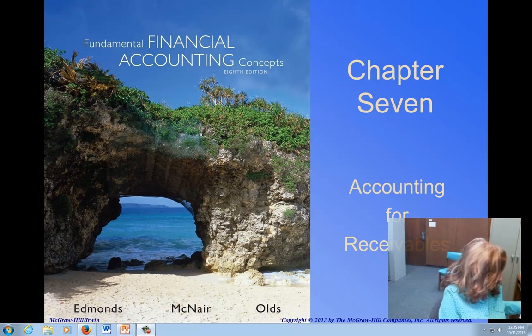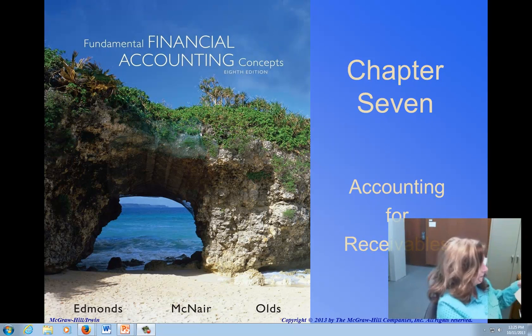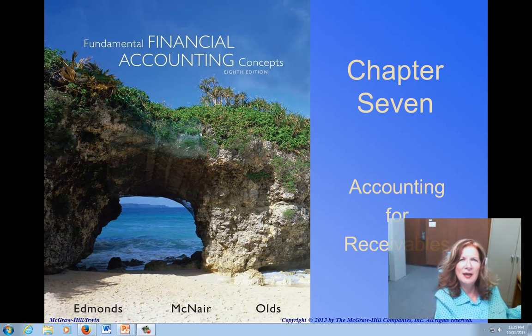Chapter 7 begins on page 360, and it talks to you about receivables. It reminds you that businesses use receivables to make credit sales, because they can make more sales. It increases sales. People will buy from the convenience of credit, and therefore the company will make more sales.